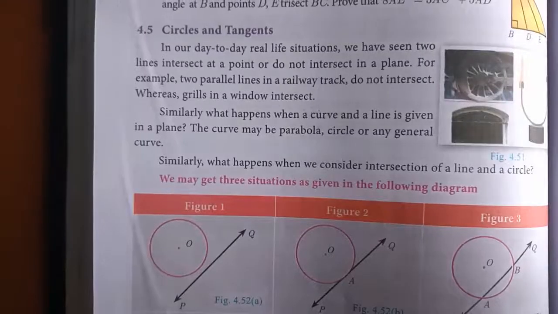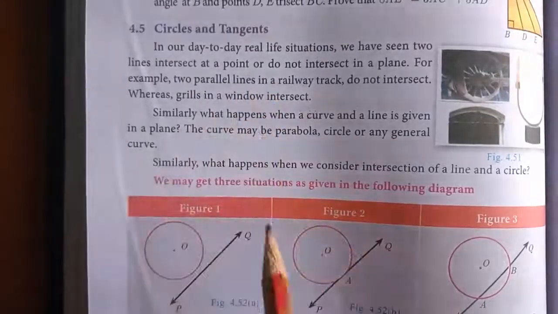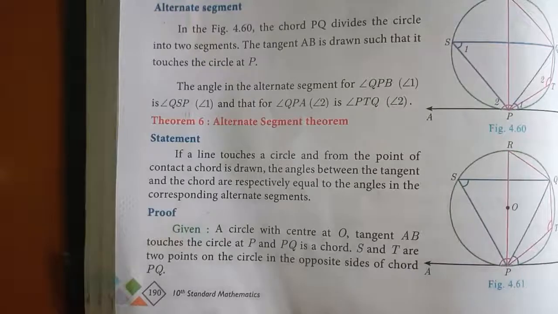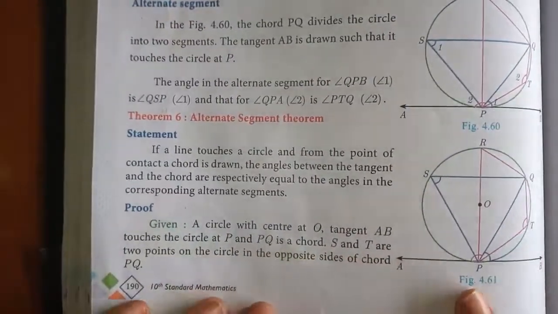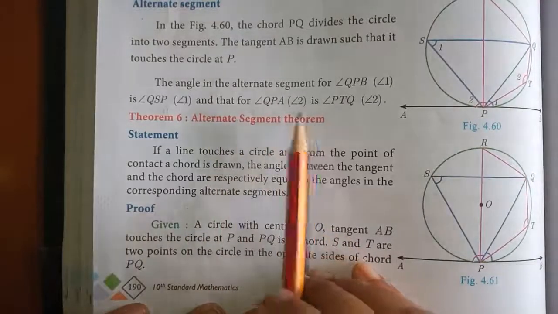Happy morning students. The next topic we are going to see is 4.5 circles and tangents. First we are going to see theorem number 6, alternate segment theorem. In the previous video we saw theorem number 5, Pythagoras theorem. So now we are going to see alternate segment theorem.